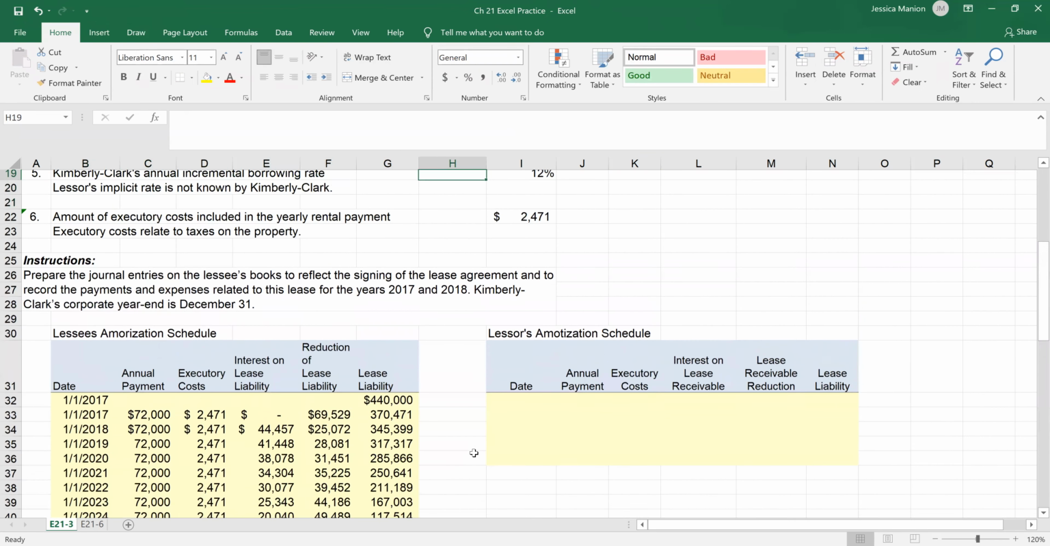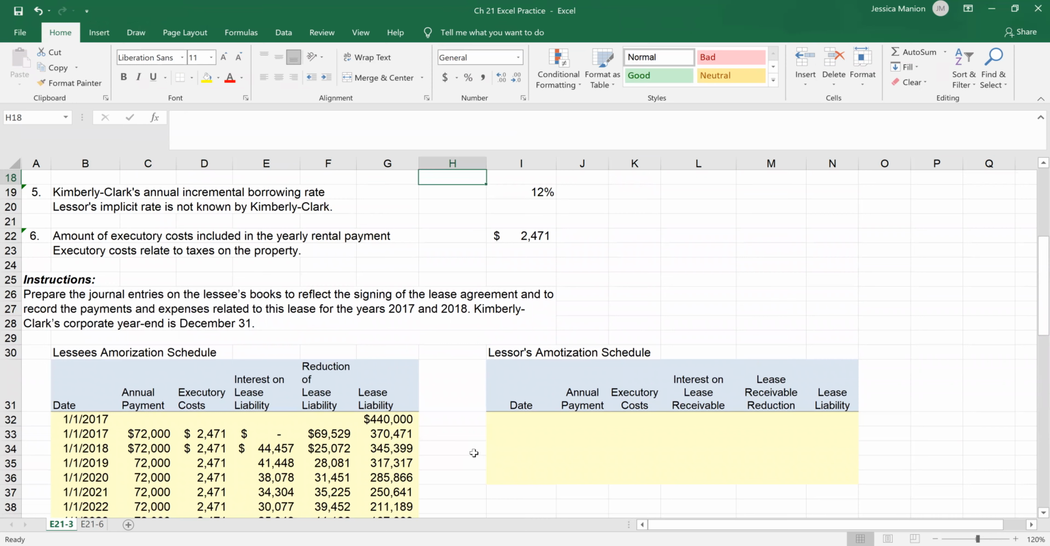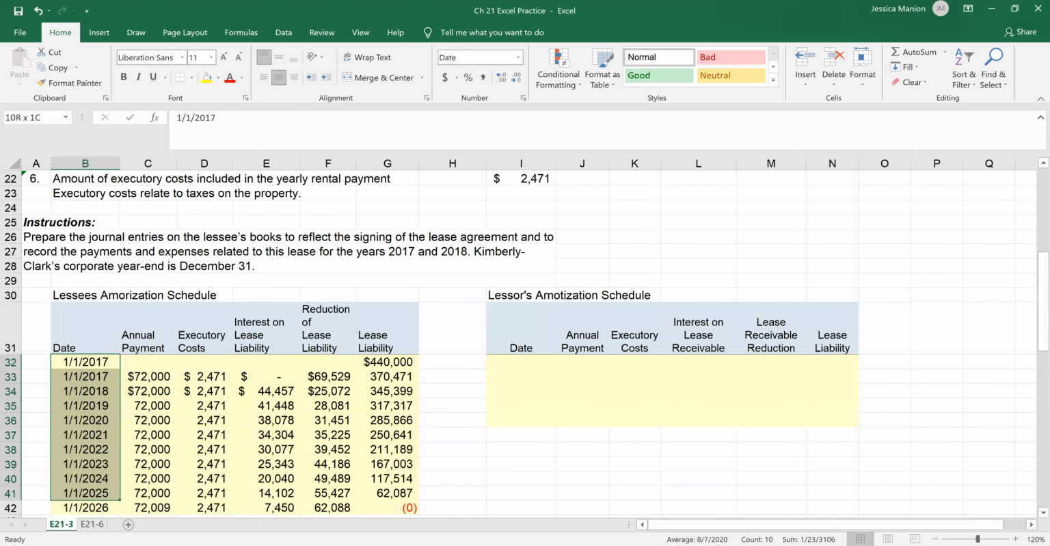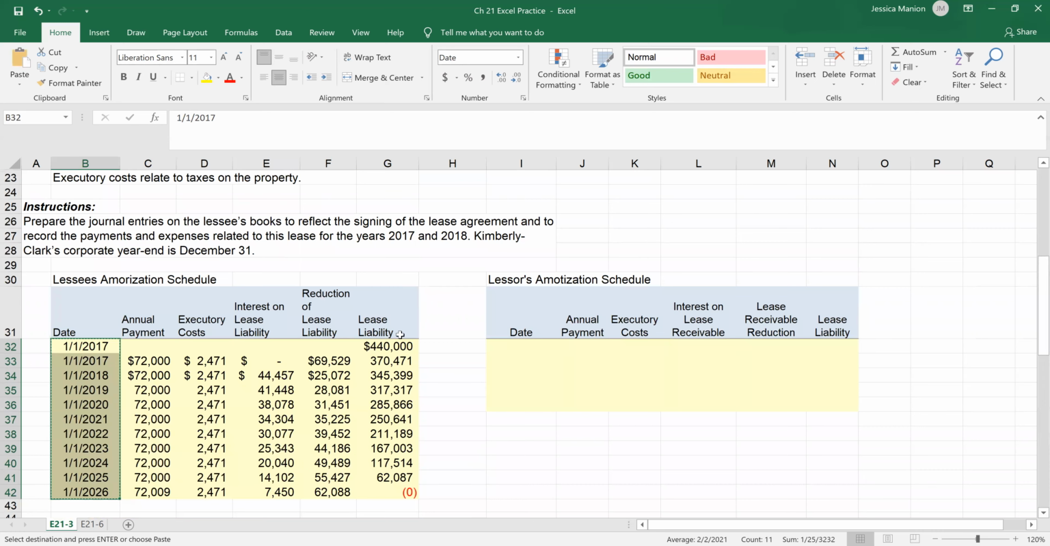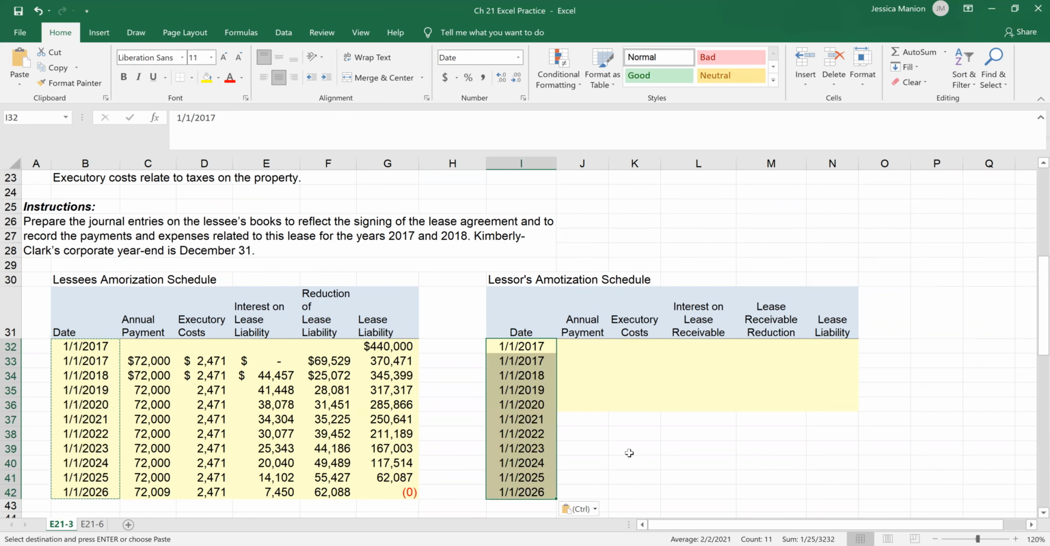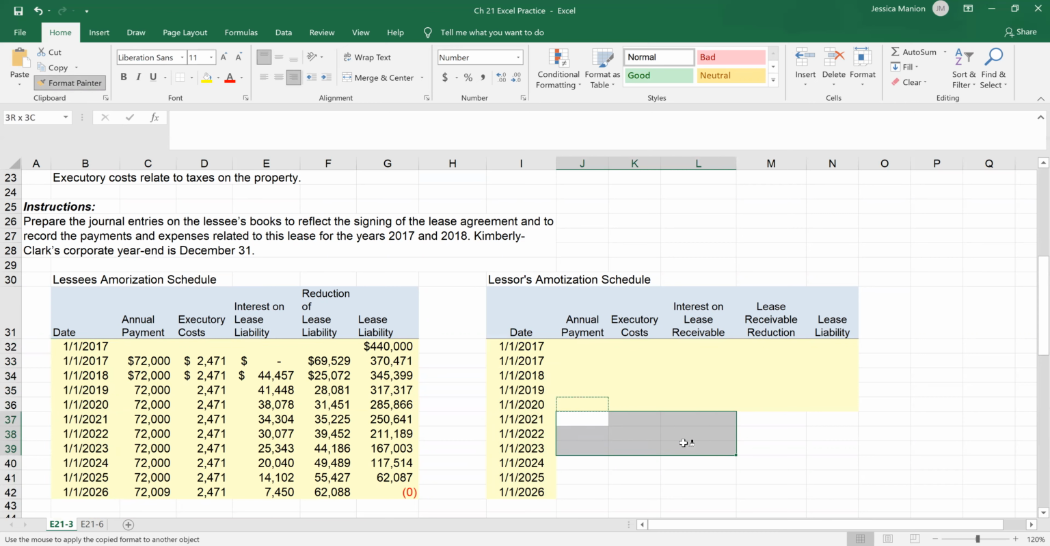And then let's look at it. I know it's not asking us to do this in the problem or in the exercise. It's not asking us to take it from the lessor's perspective as well. But let's just do it to get practice with it. And so we'll copy these dates here. Let's see. Copy, paste. All right, we can fill this all in.